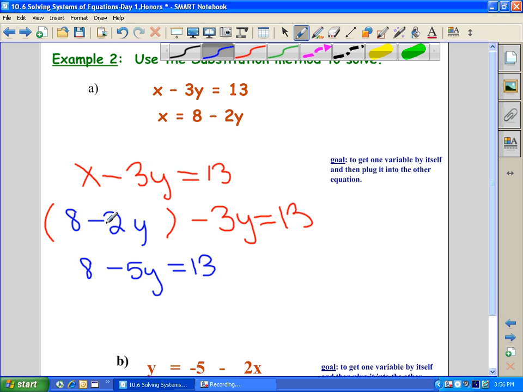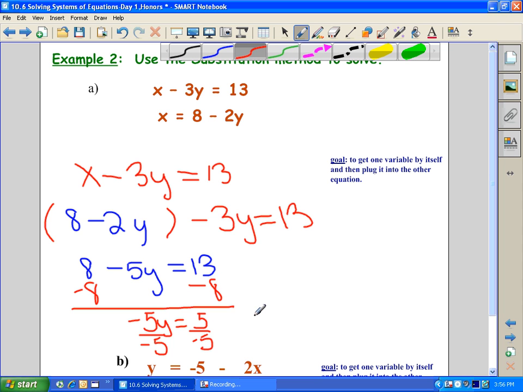Brought down the 8, I combined the like terms. Negative 2y minus 3y. I'm just basically adding those together and I get negative 5y. Now, what I get to do is get the variable all by itself. I'm going to subtract 8. I'm going to get a negative 5y here, and I'm going to get 5. And that's the case that if I divide by a negative 5, I'm going to get y equals negative 1.